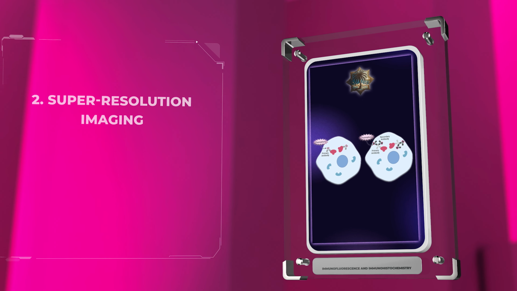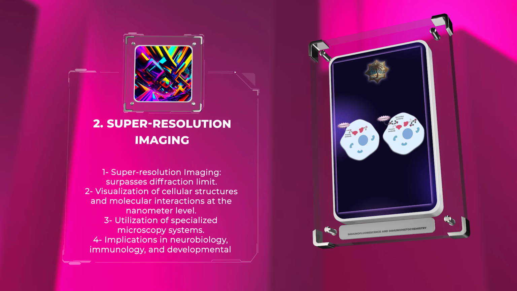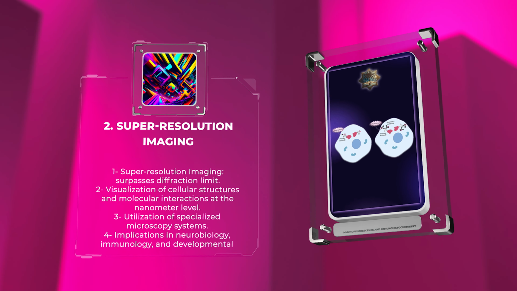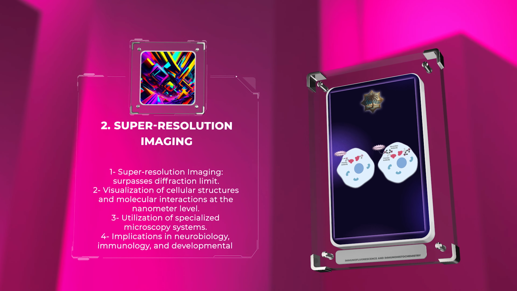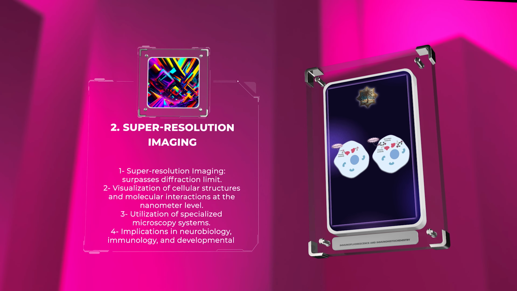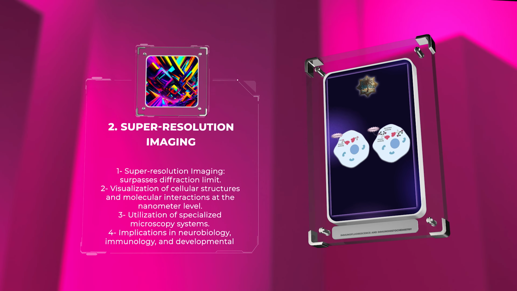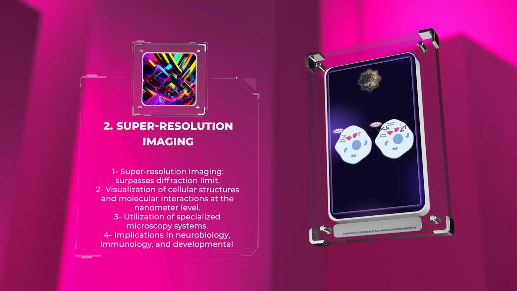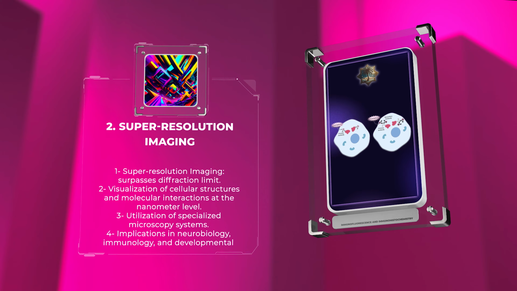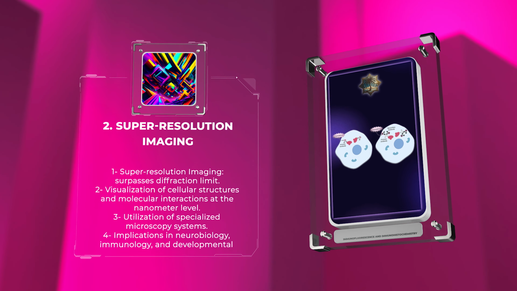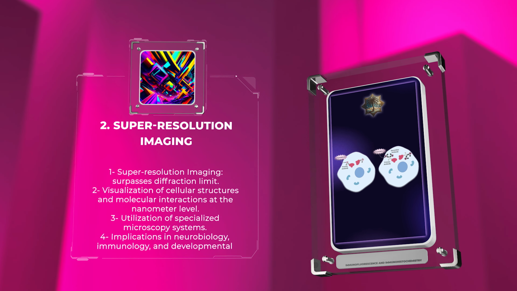Super-resolution imaging is a breakthrough technique that surpasses the diffraction limit of conventional light microscopy. It enables the visualization of cellular structures and molecular interactions with exceptional detail, at the level of nanometers. By utilizing specialized microscopy systems such as stimulated emission depletion, STED, microscopy, structured illumination microscopy, SIM, or single molecule localization microscopy, SMLM, an enhanced resolution beyond the previously thought limits can be achieved. Super-resolution imaging has revolutionized our understanding of cellular organization, intracellular dynamics, and protein-protein interactions. This technique has significant implications in the study of neurobiology, immunology, and developmental biology.